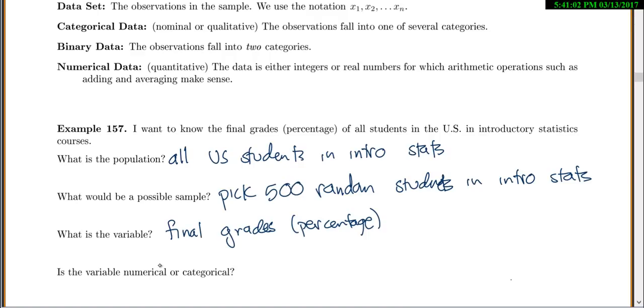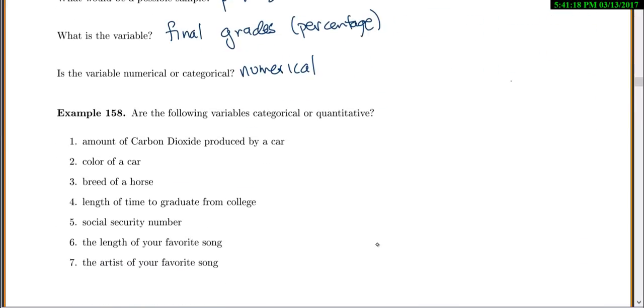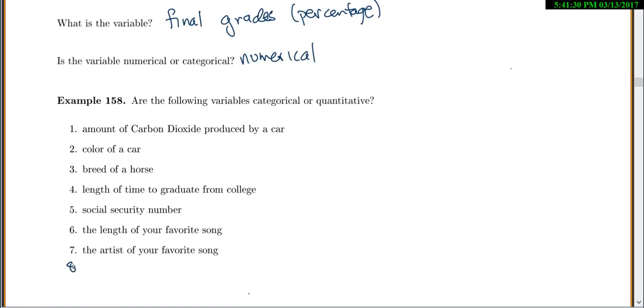Okay, so you said both, so explain. So I would go with numerical because it said we're checking the actual percentage. If I said check the letter grade, what would it be? Then it would be categorical. So GPA letters would be categorical. Actually, GPA, well, maybe not. Okay, it is numerical because I said we'll look at the percentage, and those are numbers.